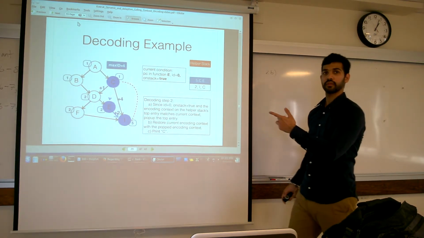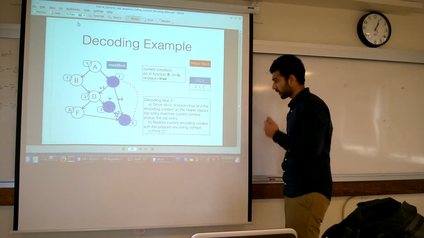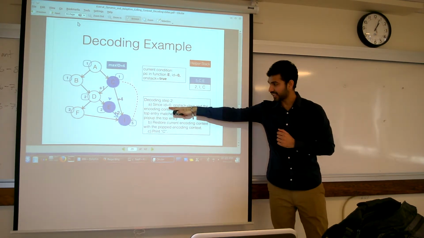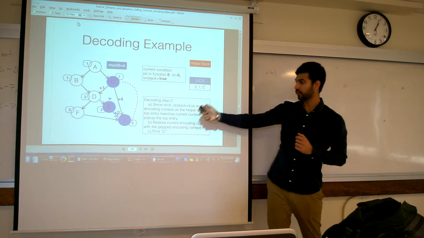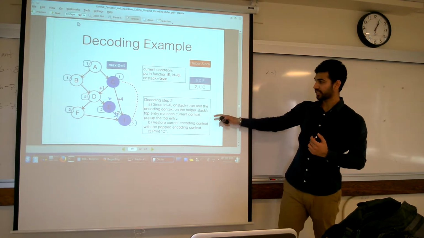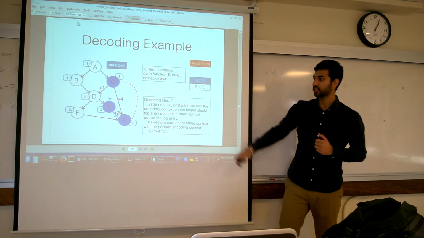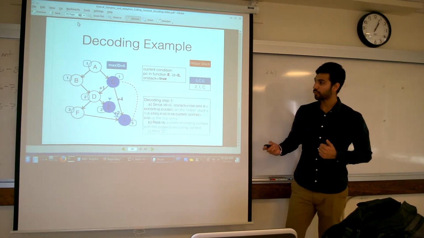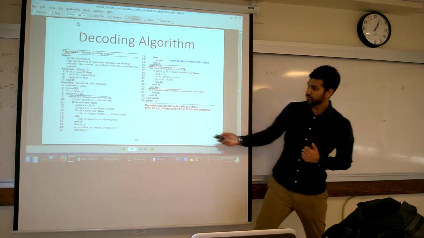Do you want me to explain that now? So as I said, since the ID is 0 and the on stack is true, the encoding context on the helper stack matches the entry with the current context. So the pop happens, which is this.